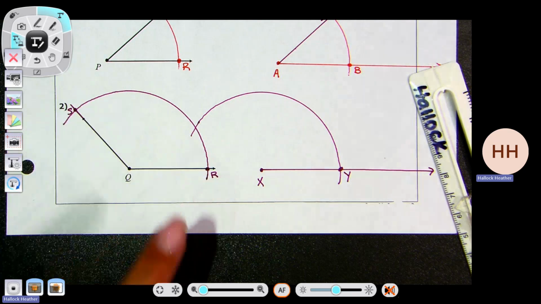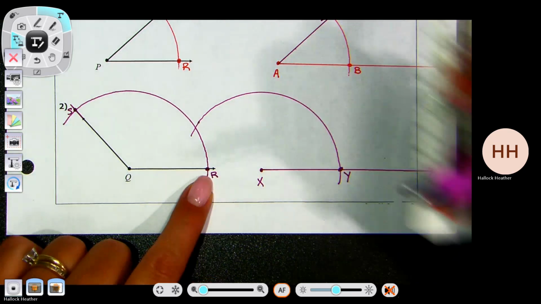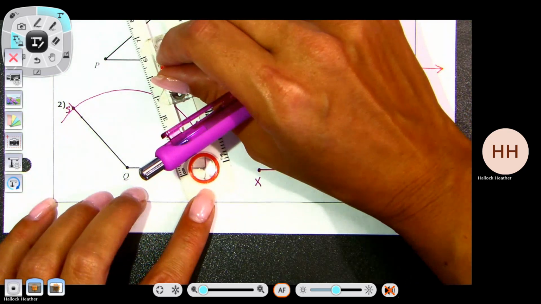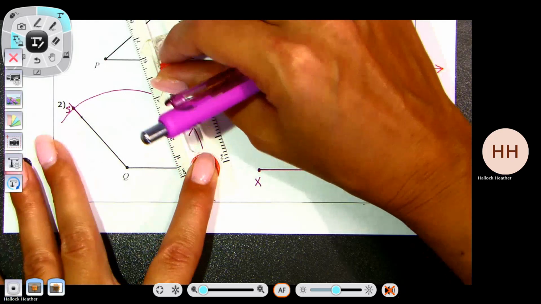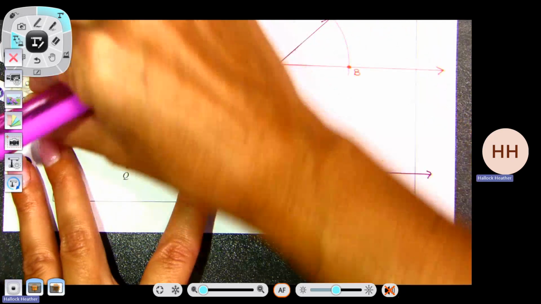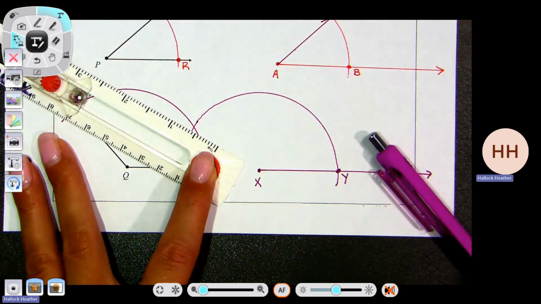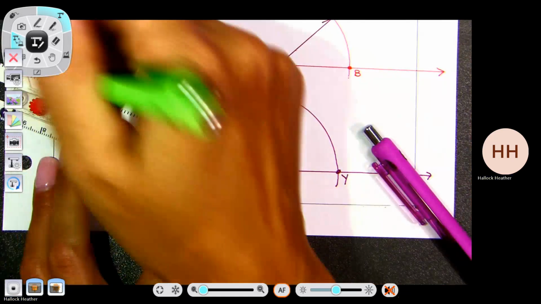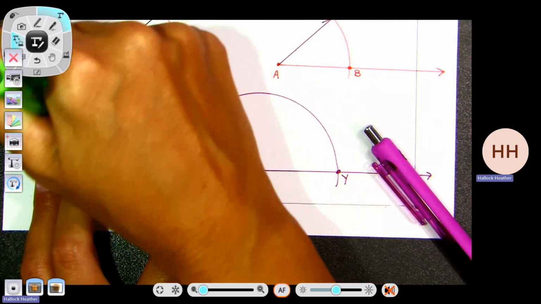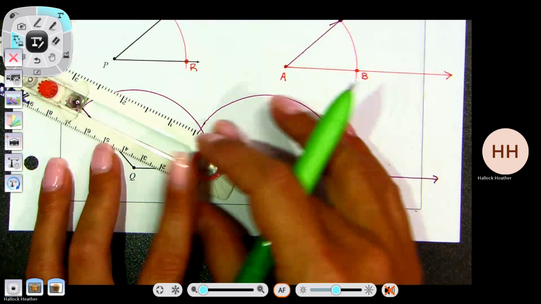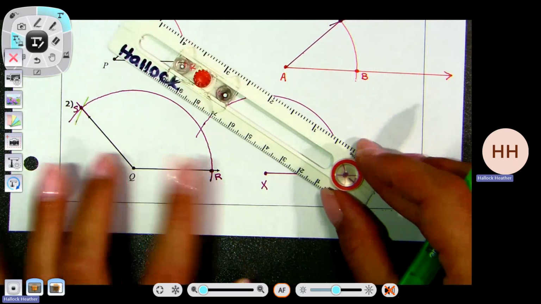Using the compass, I'm going to put my compass on R and I'm going to open my slider to S. This is me measuring from R to S. You're putting a little arc mark. What you do on one picture, you do on the other picture. So you're going to drag it over and make the same arc mark over here.